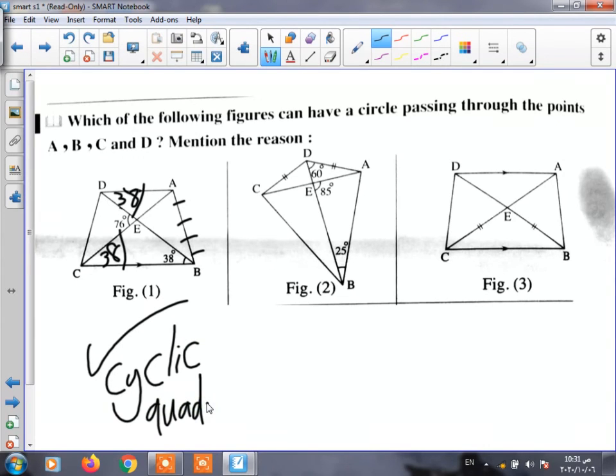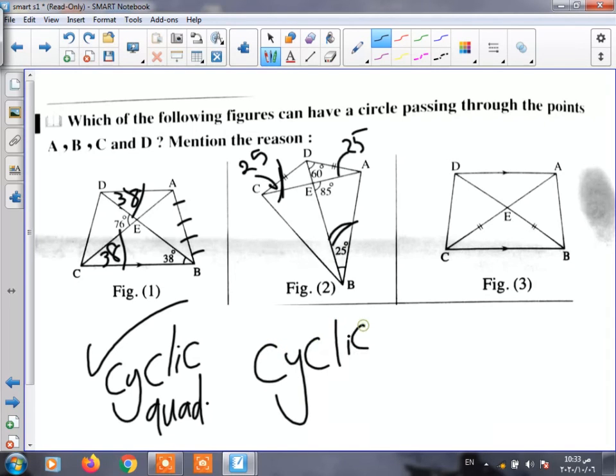What about this one? Here we have AD equal CD, and this angle is 60, this angle is 85, and this angle is 25. In the larger triangle, we can say that this is 25 and this is 60. This is 85, and this is an exterior angle of the triangle ADE. Subtract 85 minus 60, so this is going to be 25. If they have equal size, it's also going to be 25. So this angle equals this angle, and they have the common base AD. Can you see that? ABD equals ACD. So this is also a cyclic quad.